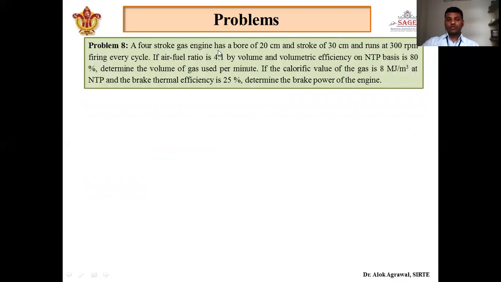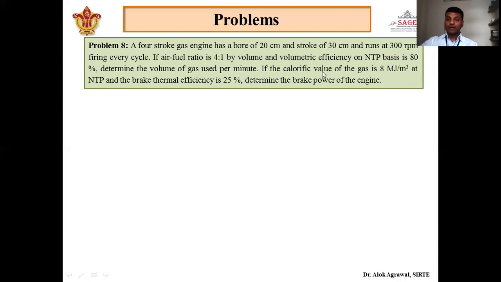Next is: a 4-stroke gas engine has a bore of 20 centimeter and a stroke of 30 centimeter and runs at 300 rpm, firing every second. So D is given, L is given, and N is given. Air fuel ratio is given 4:1 by volume, and volumetric efficiency is 80%. Determine the volume of gas used per minute. Here it is important that it is asked to evaluate the volume of gas on a per minute basis.